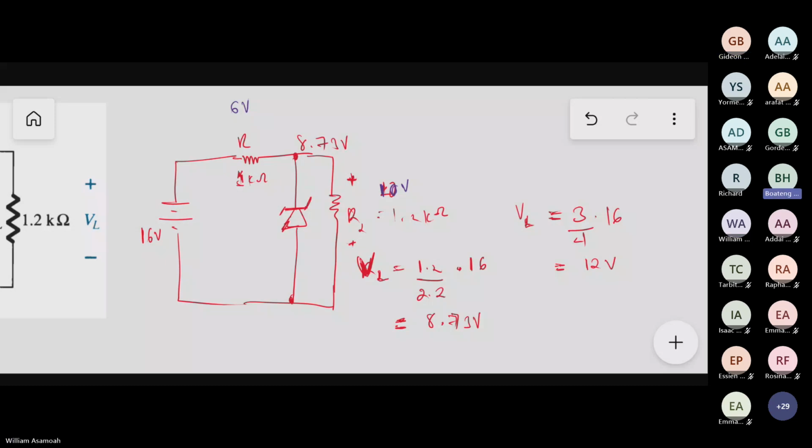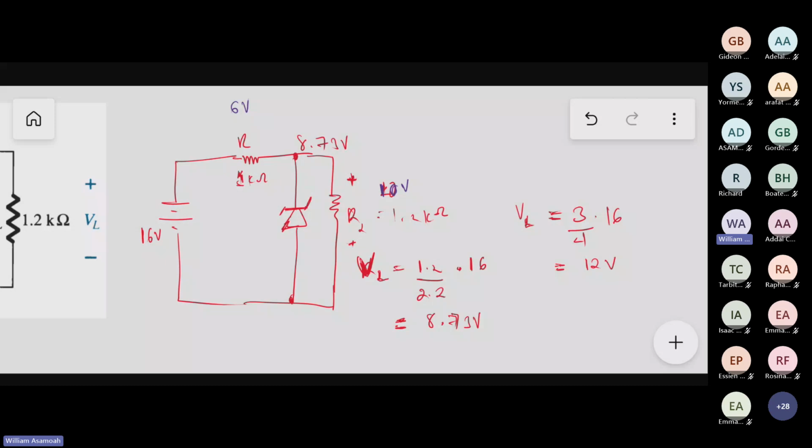Yes. For the full wave rectification, there are 4 diodes. Is it because 2 conduct at a time? That's why, when finding the peak, we use 2 times the 0.7.